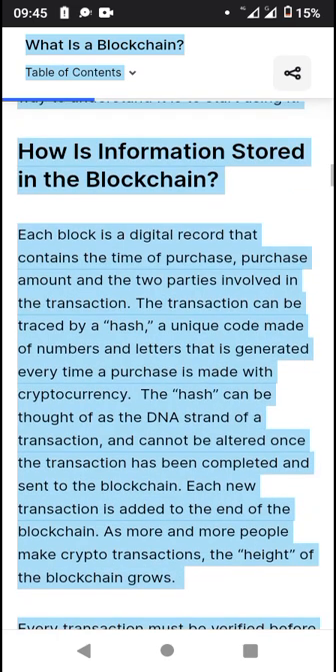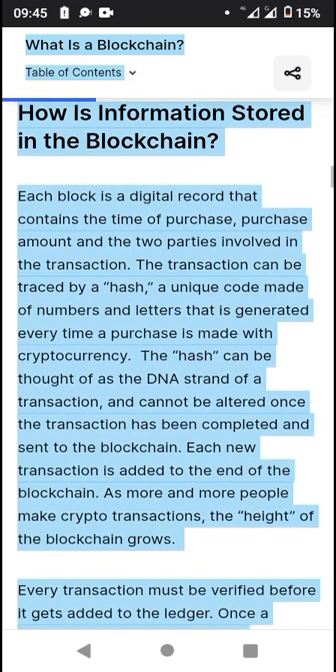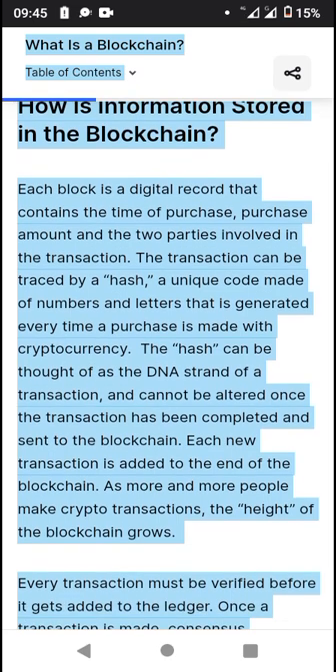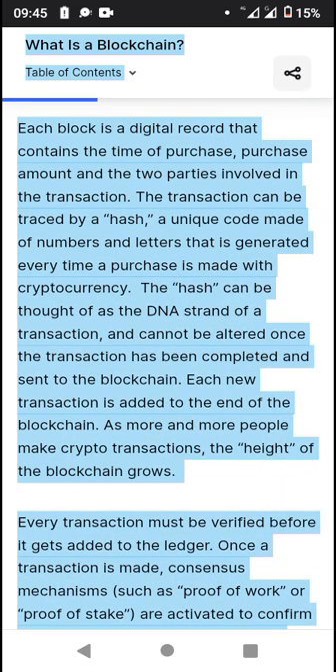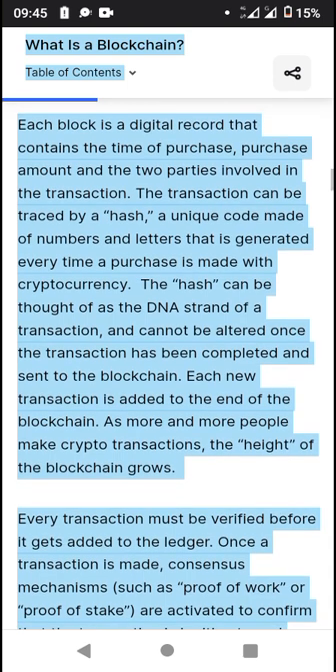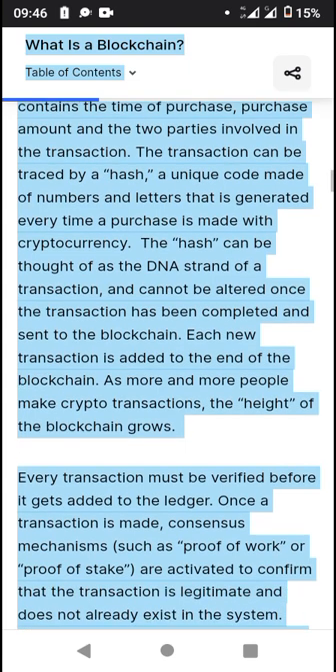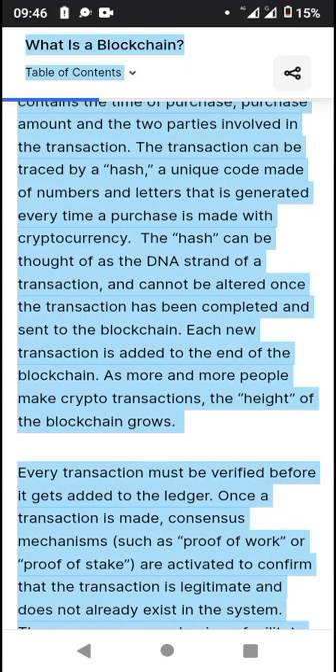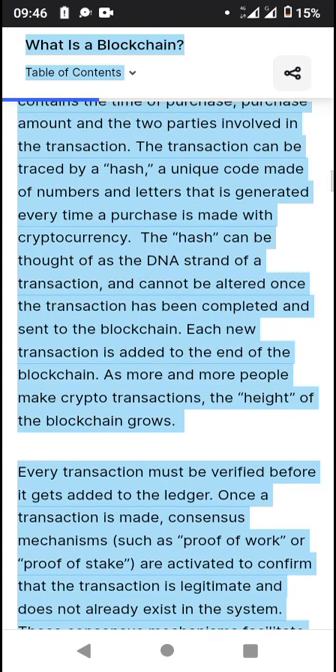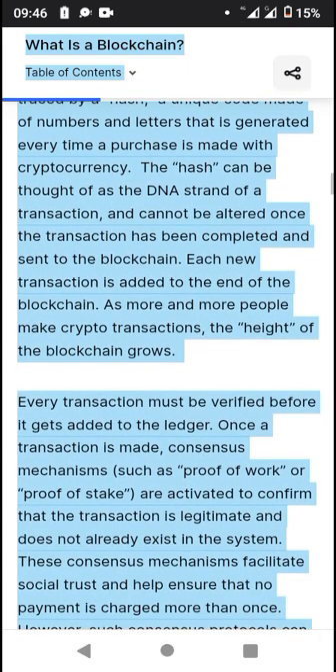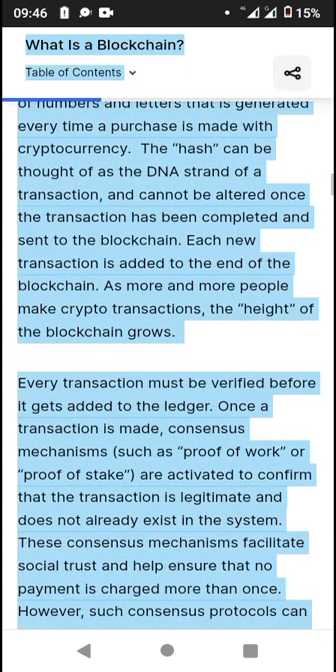So how is this information stored? Each block is a digital record that contains the time of purchase, purchase amount, and the two parties involved in the transaction. A transaction can be traced by a hash, a unique code made of numbers and letters that is generated every time a purchase is made with cryptocurrency. The hash can be thought of as the DNA strand of a transaction and cannot be altered once the transaction has been completed and sent to the blockchain.